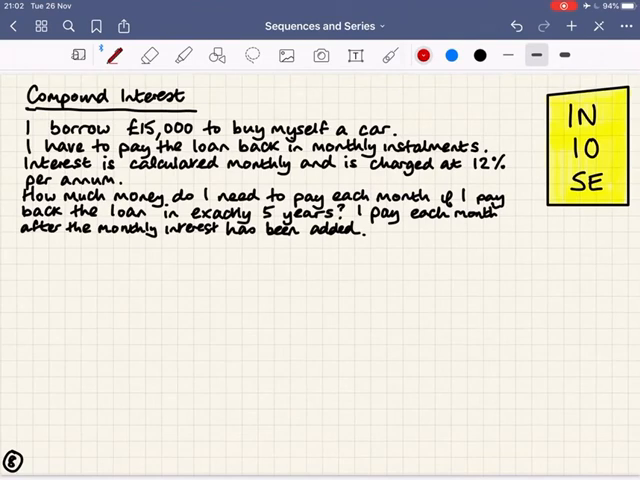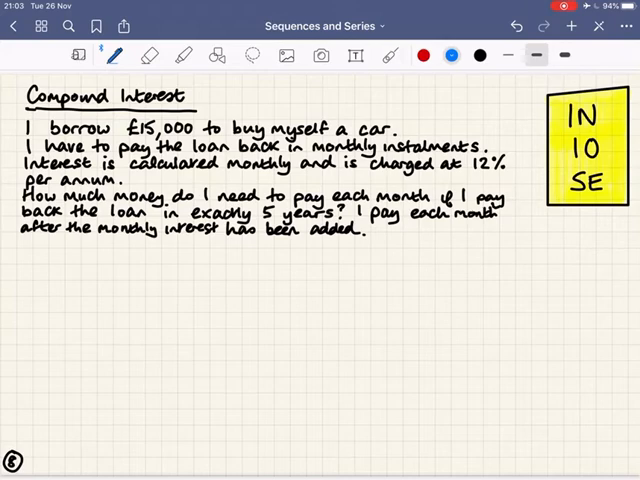You need to pause this if you want to read the question so that you really get your head around it, but I wanted to show you something that was a little bit more difficult. So, I borrowed £15,000 to buy myself a car. I have to pay the loan back in monthly instalments. Interest is calculated monthly, but is charged at 12% per annum. How much money do I need to pay each month if I pay back the loan in exactly 5 years? And just for clarity, I pay each month after the monthly interest has been added.